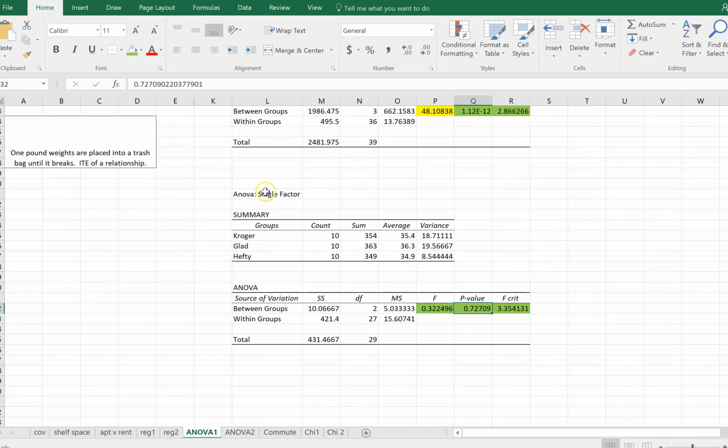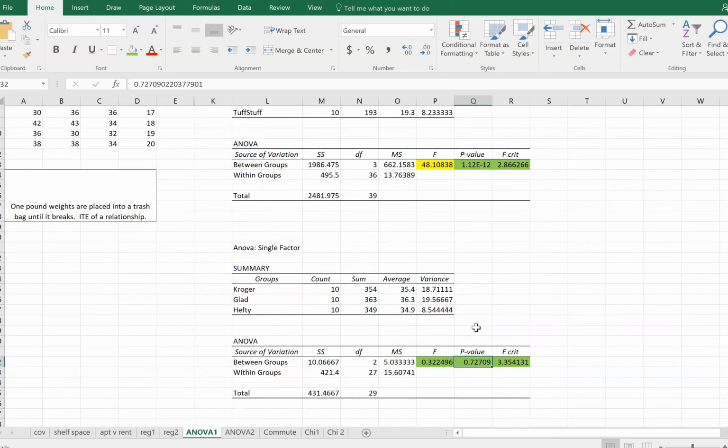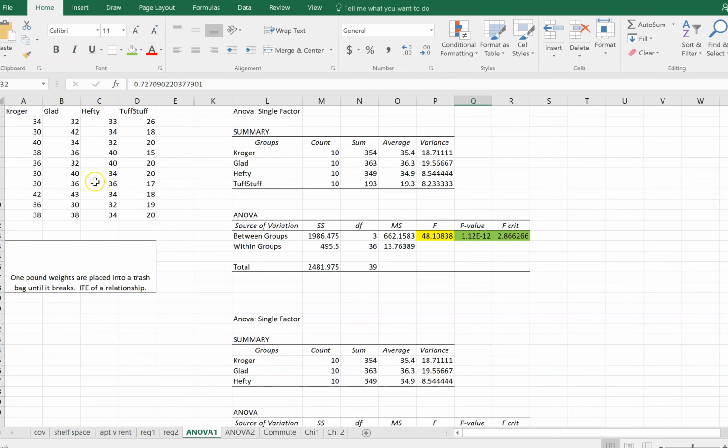Again, according to this ANOVA, which is only on Kroger, Glad, and Hefty, I'm looking at this test and going, wow, this F statistic does not beat the critical value, which means I do not reject. This p-value does not go under any alpha, 1, 5, or 10%, which means I do not reject. What does it mean to not reject? It means I believe these averages were all equal. So I do not reject these being different. But think about this. This big test said one of these four was different. I ran a sub-test. I said these three are not different.